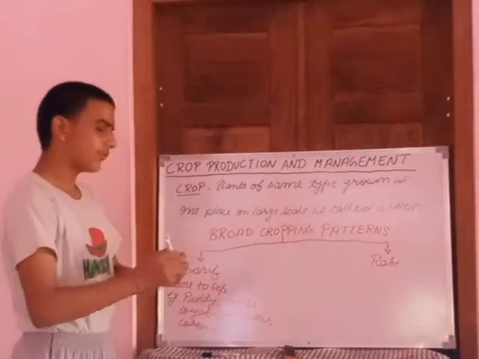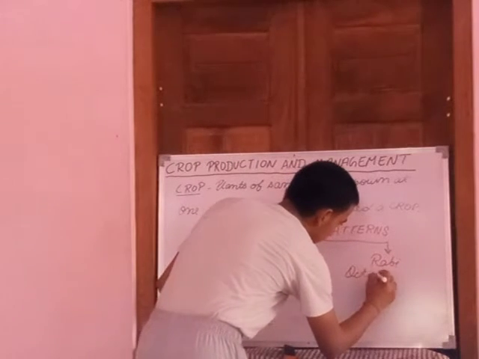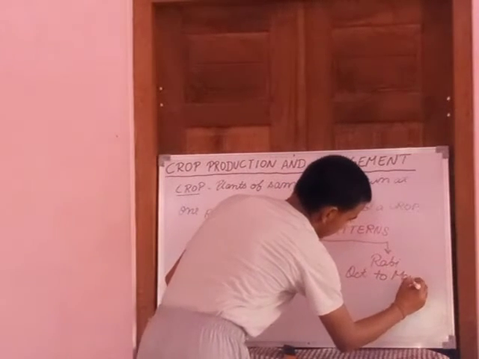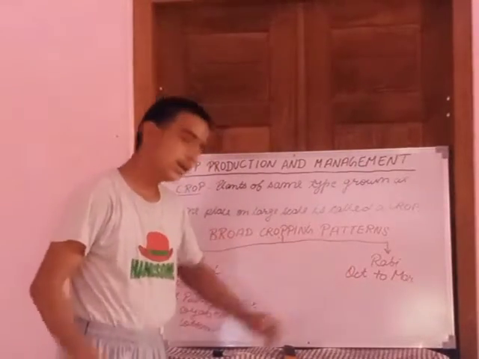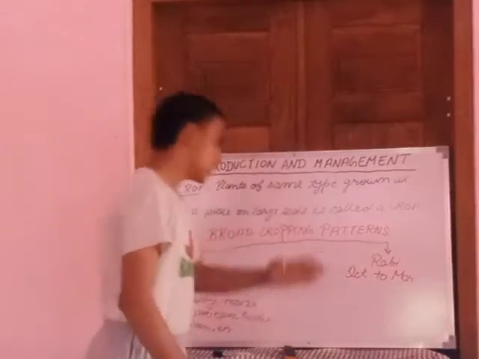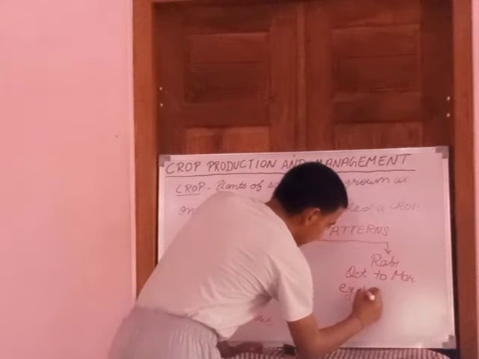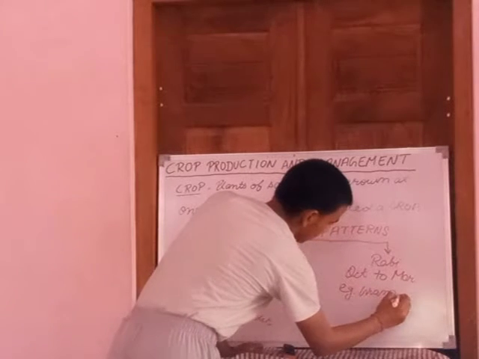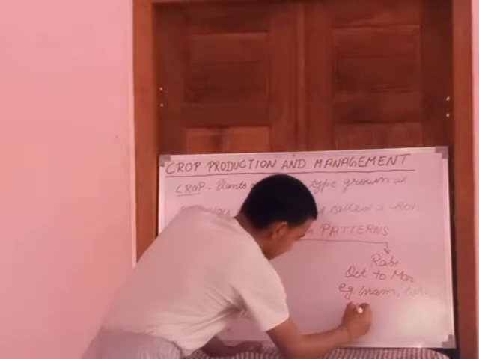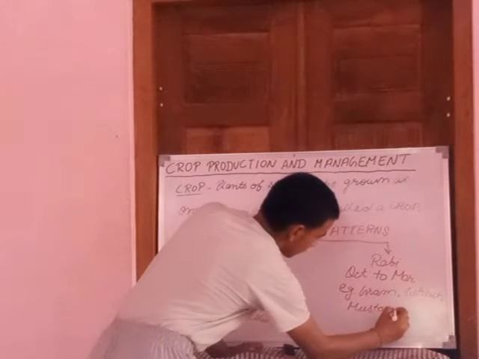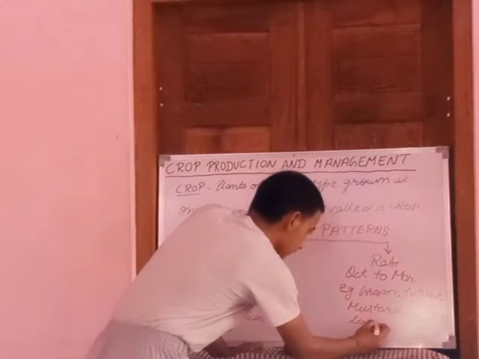Now let's discuss the Rabi crop. Rabi crop is a crop which is grown in the winter season, means from October to March. It is sown nearly in the month of October and harvested nearly in March. The examples of Rabi crop can be gram, wheat, mustard, pea, linseed, and etc.